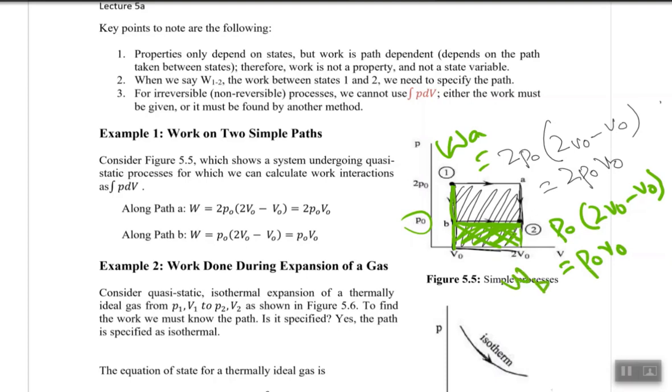So in a simple way, 2P naught into V naught was the work done in path A, and this P naught into V naught, which is the area under the curve of path B, is the work done in path B.